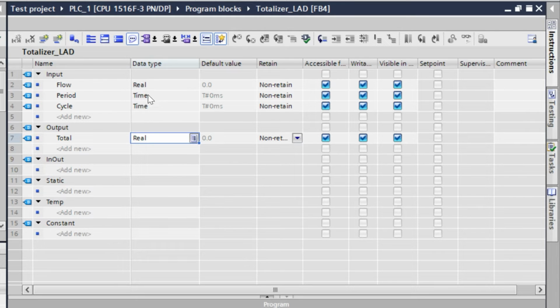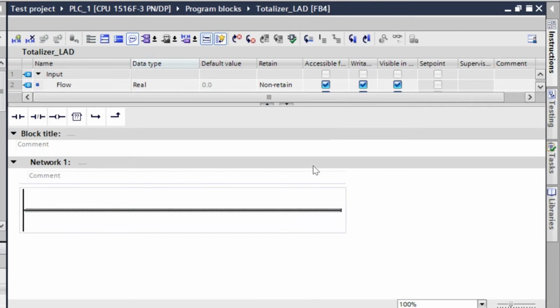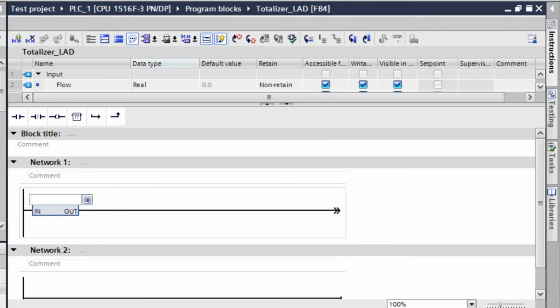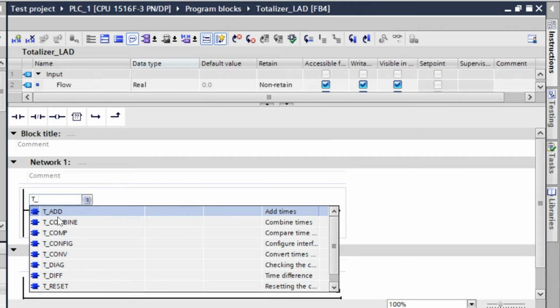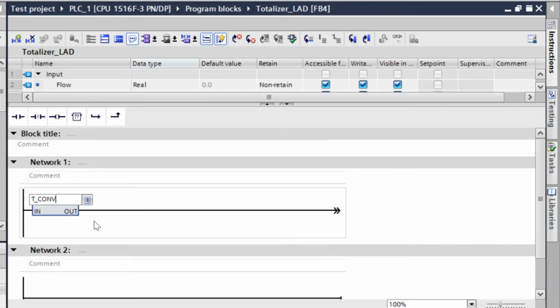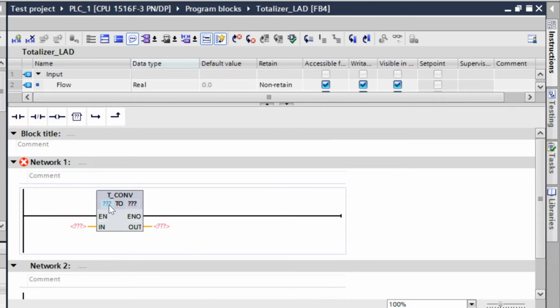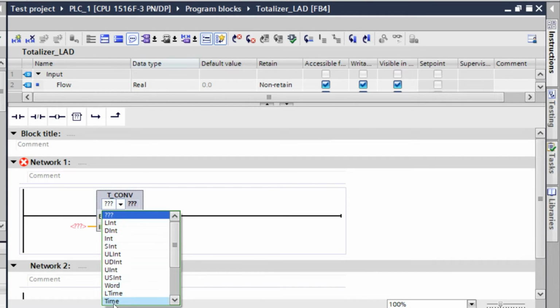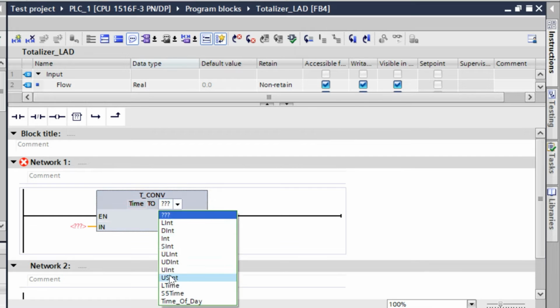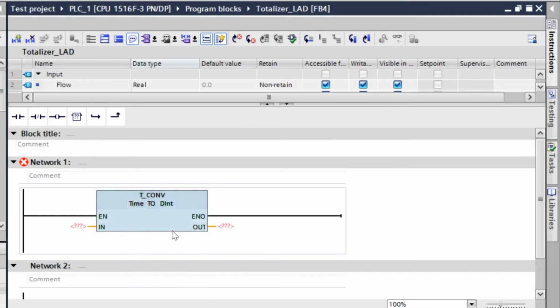So we have to convert the time to real. Here we will take an empty box and name it T convert. T convert is the function that will convert time to an integer value. You cannot convert directly from time to integer here, so we have to use the double integer value.